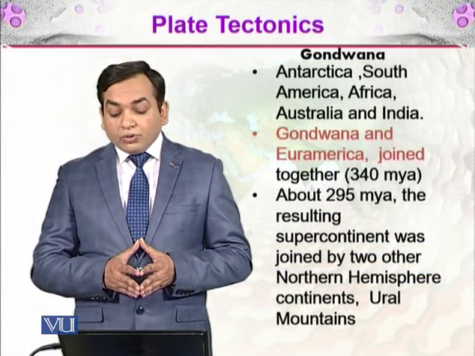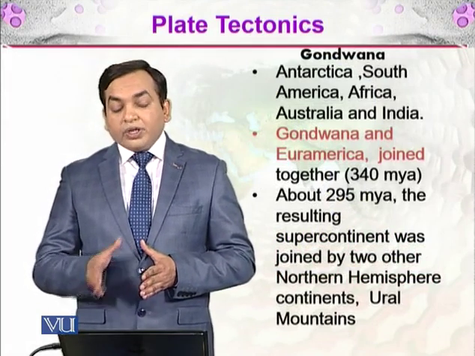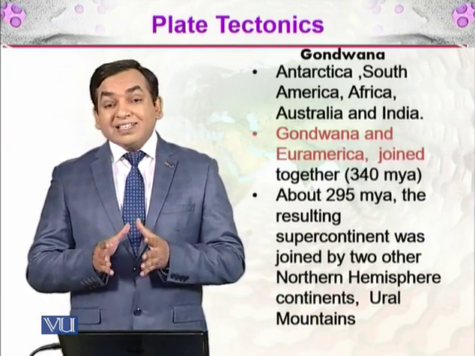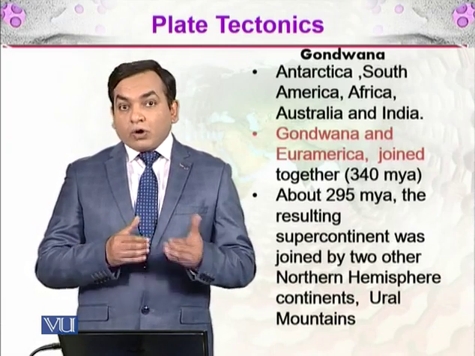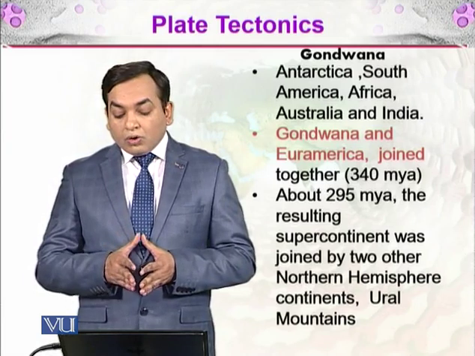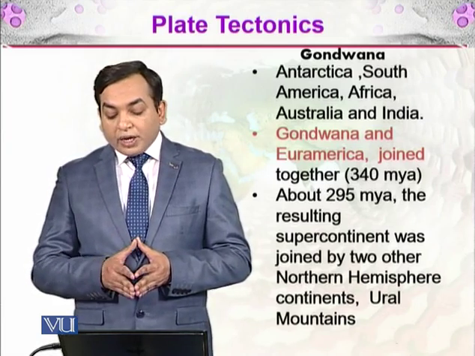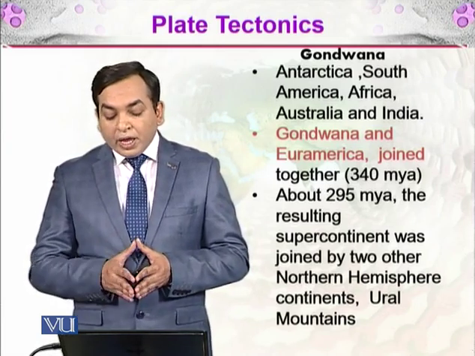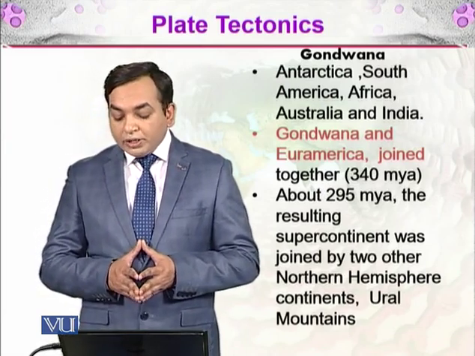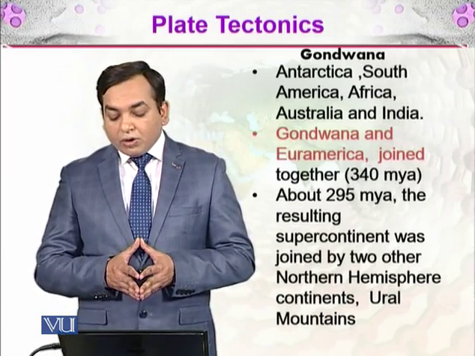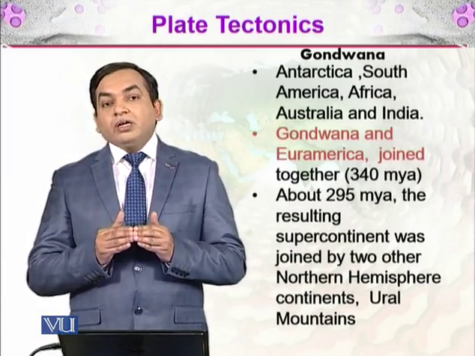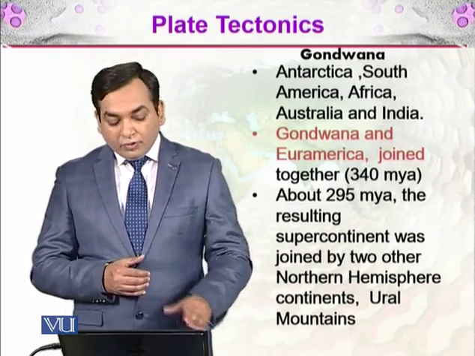Gondwana and Euro-America joined together 340 million years ago. Gondwana does not contain North America, but it does contain South America. About 295 million years ago, the resulting supercontinent was joined by two other hemisphere continents. As a result, when they collided, the Ural mountains were formed.